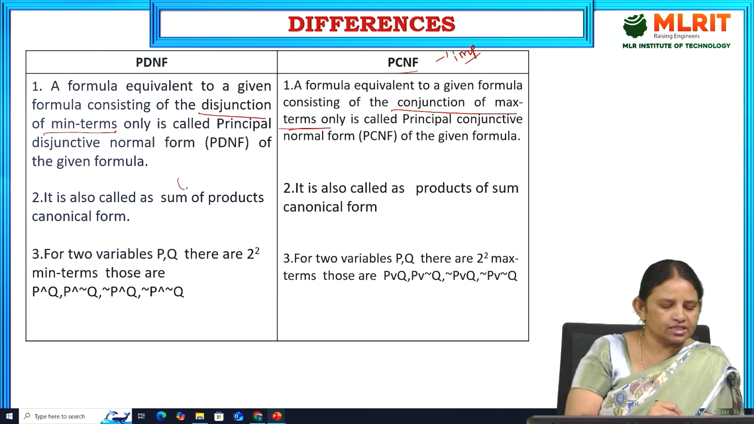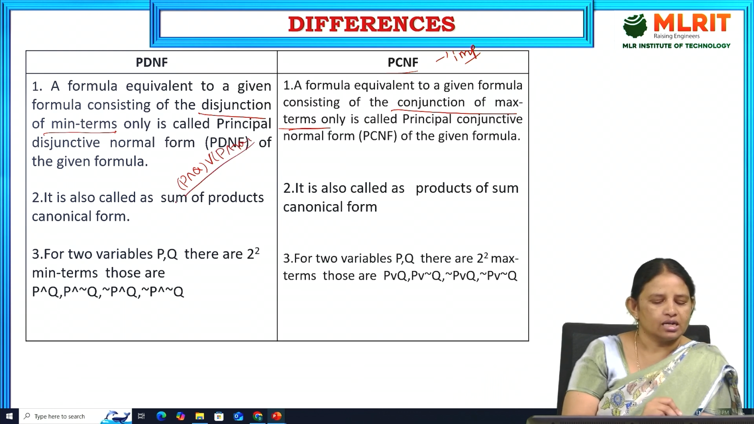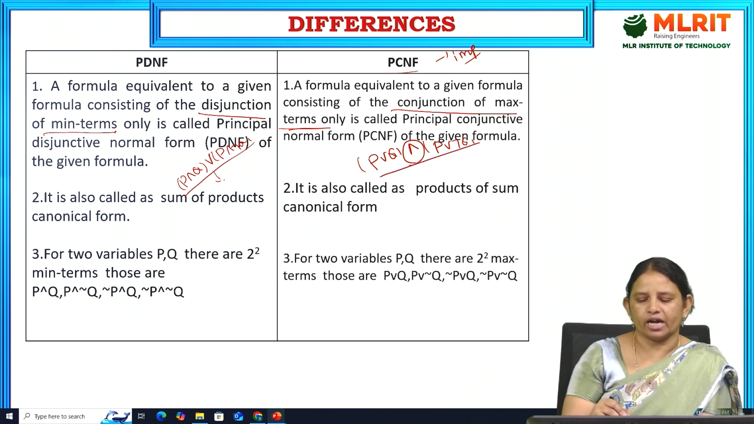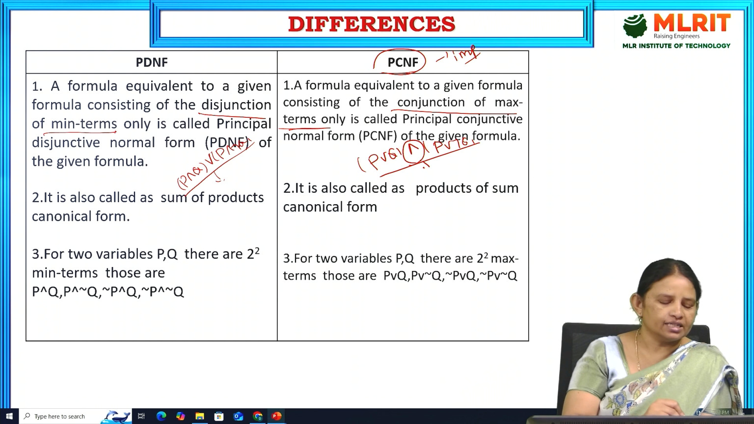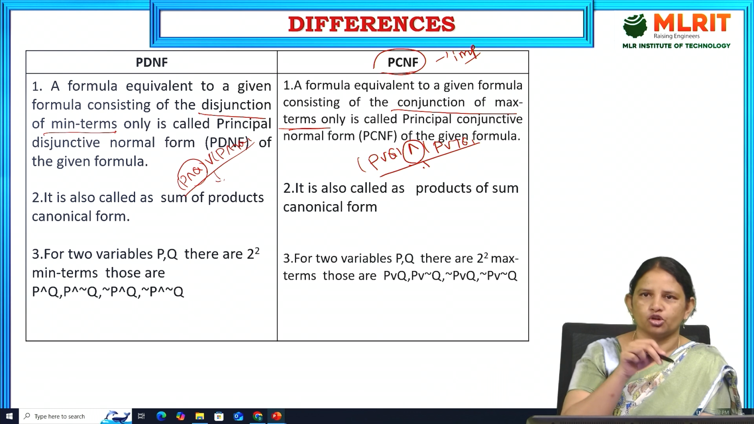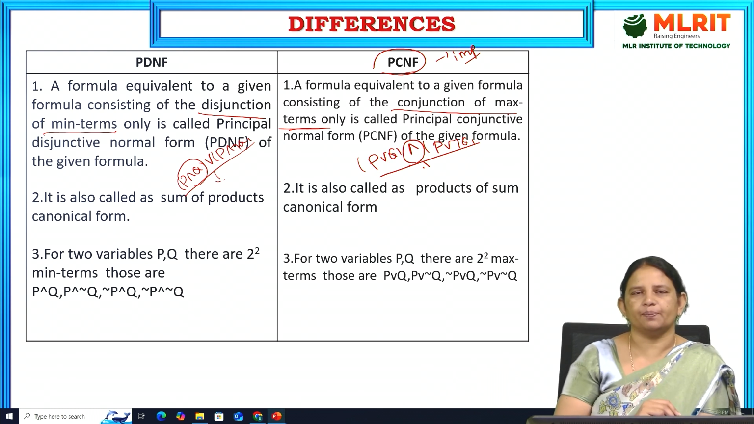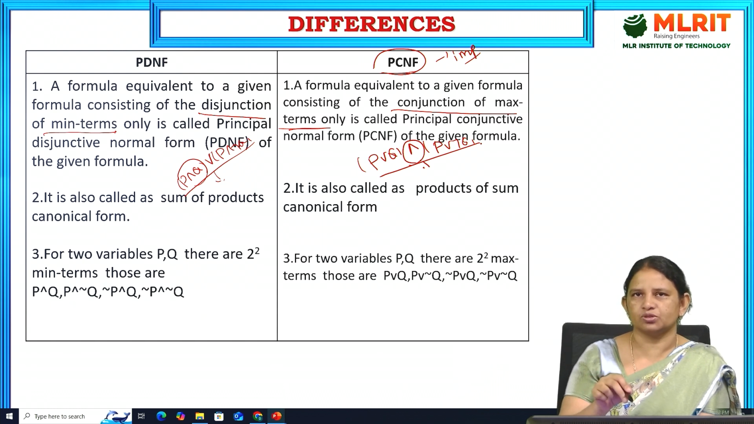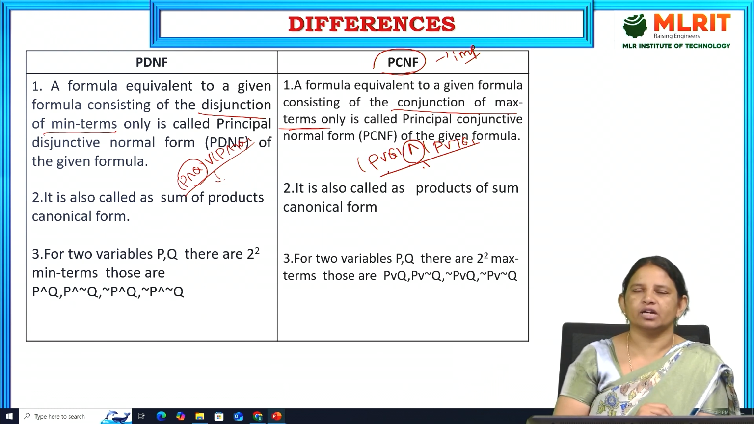Disjunction of minterms means it consists of P and Q, or P and negation Q. This is the disjunction of minterms. What about the conjunction, P or Q and P or negation Q? This is the max term. The conjunction of max terms is present in the PCNF. The disjunction of minterms is present in the PDNF. Any formula consisting of the disjunction of minterms only is called a Principal Disjunctive Normal Form. Any formula consisting of a conjunction of max terms only is called a Principal Conjunctive Normal Form.